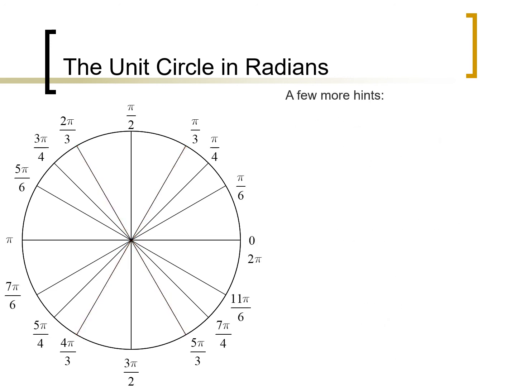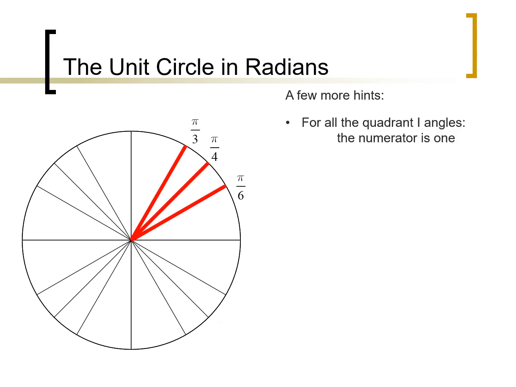Tricks for those. As far as the numerators go, if we look in quadrant 1, all those angles have a numerator that's just 1 pi. I'm going to call it just 1, but pi, pi, pi over 6, pi over 4, pi over 3. Every angle in quadrant 1, the numerator is just 1 pi.